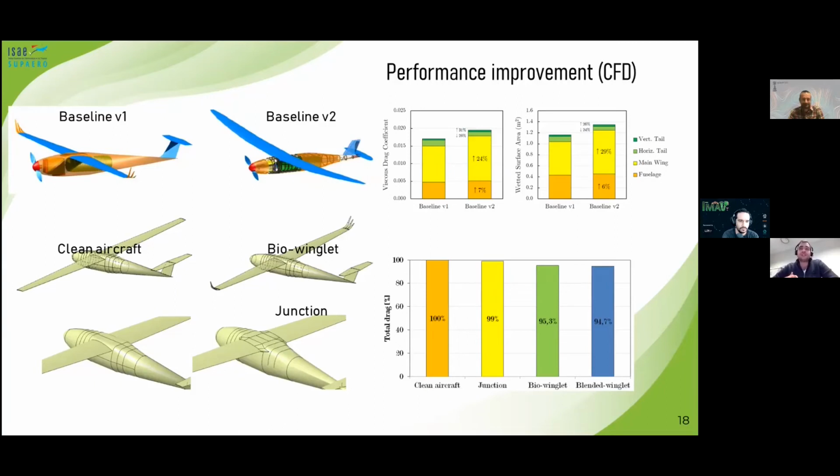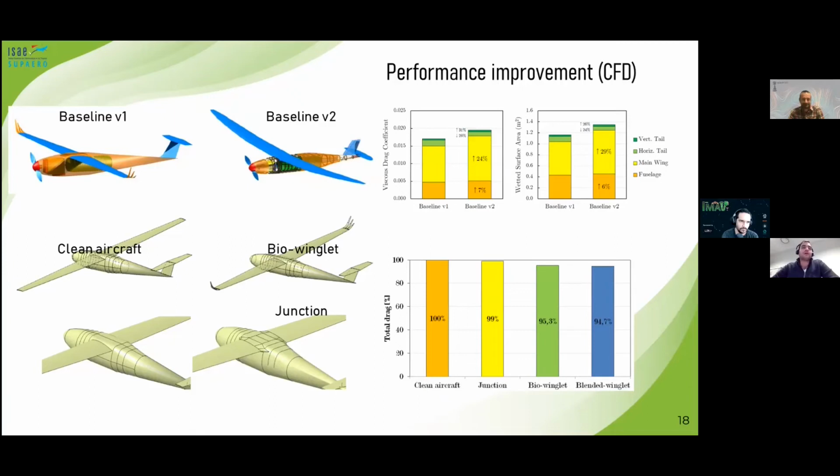What you can see is that when you compare the viscous drag coefficient between the two, because you have a higher lift surface, you are having more viscous drag coefficient coming from your wing. This is due to, as I explained to you, the fact that you have more wetted surface, as you can see on the right.